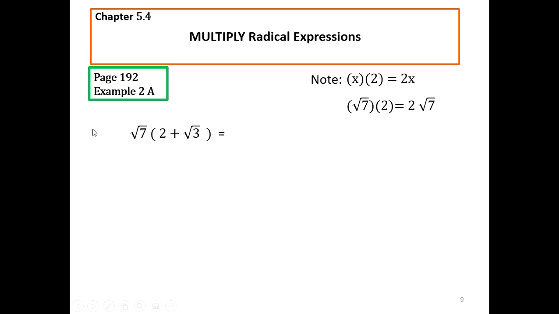So here we go. We're going to do square root of 7 times 2, and we're going to do square root of 7 times square root of 3. So this multiplies to be 2 square root of 7. This multiplies to be 1 times 1 outside. Inside is 7 times 3 is 21. And that cannot be simplified.